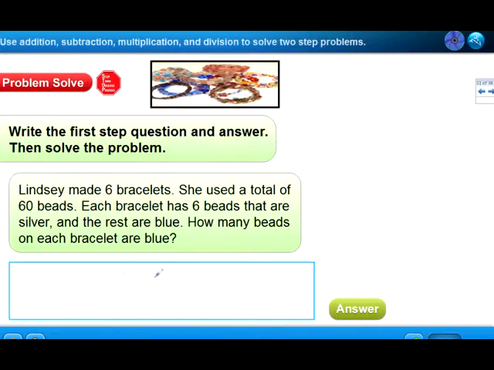We see that Lindsay made 6 bracelets. She used a total of 60 beads. So total, she used 60 beads. And she made how many bracelets? 6. 60 minus 6, right? No. Let's try 60 divided by 6.